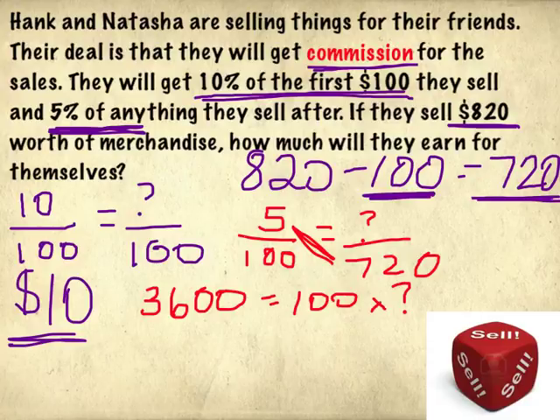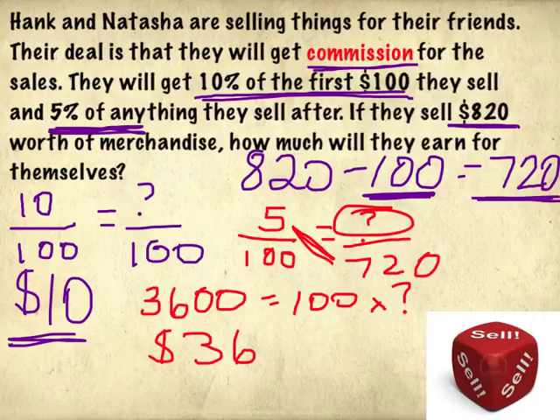So, using my fact families, I know that if 3,600 is equal to 100 times question mark, then question mark will be equal to 3,600 divided by 100. So if I go 3,600 divided by 100, I will get 36. So the question mark is 36, so they're actually only getting $36 out of the 720 they sold. Plus they get the 10 they had before. So they will earn $46 for themselves.